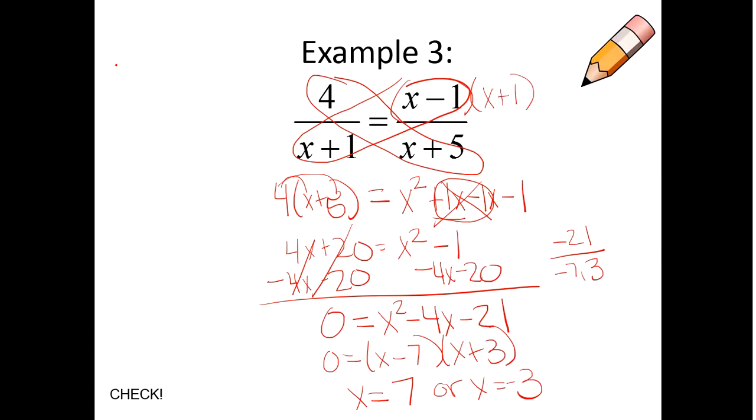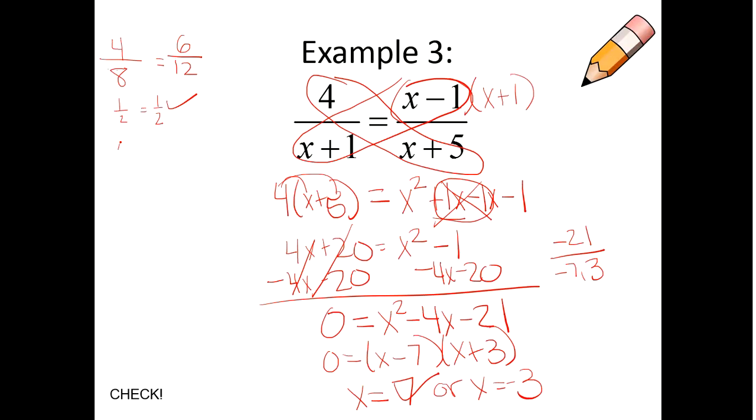So if I plug that in, let's see if it works. So that would be 4 over 7 plus 1, right? 7 plus 1, so it'd be 8. And then 7 minus 1, which is 6, over 7 plus 5, 12. Well, these both simplify down to a half, right? So 7 checks out, no problems with 7.